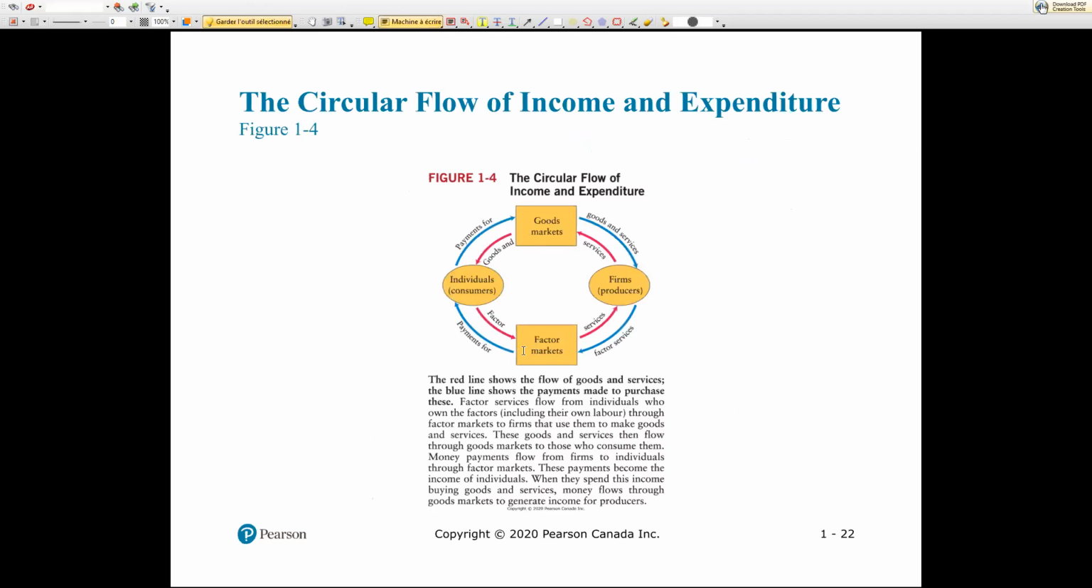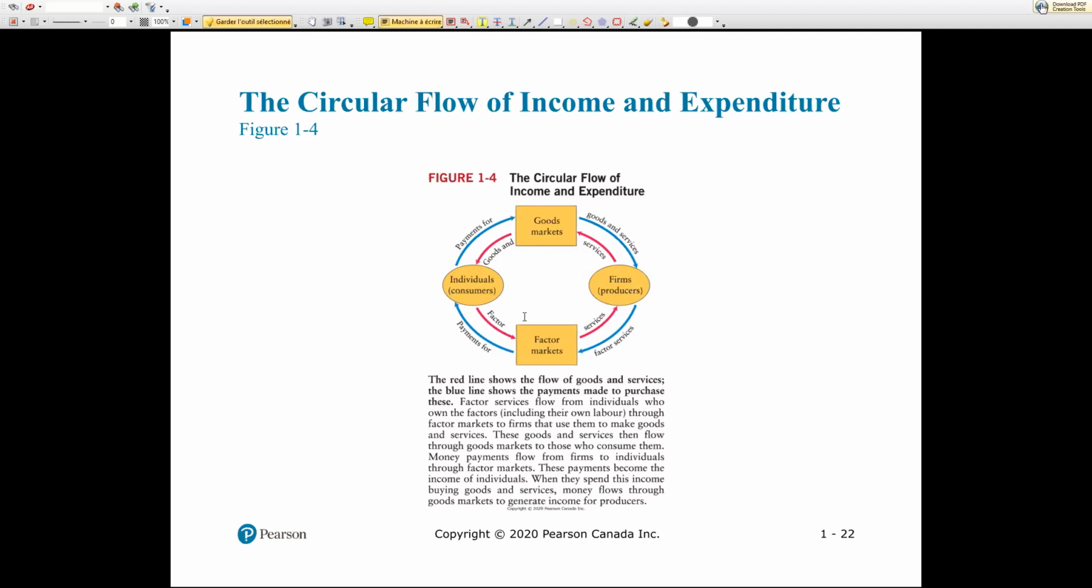Circular flow. So individuals and firms. So here is just the two of them. Factor markets. So individuals, what do they provide to firms? What do I provide to Concordia, for instance?